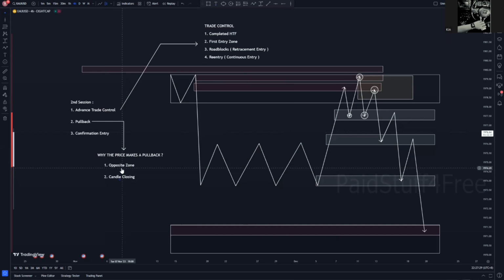So for the opposite zone, how it looks and how it works. For an example, you have this engulfing sell. And to answer the question of why the price creates a pullback to get back into the sell zone, it's because of the opposite zone, all right? So the first one is because of the opposite zone. And how about the second one?